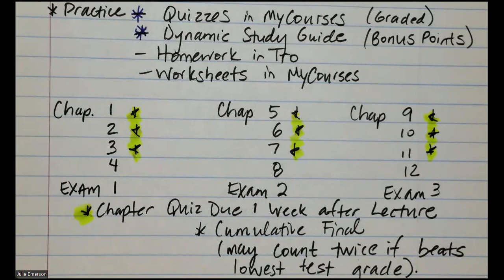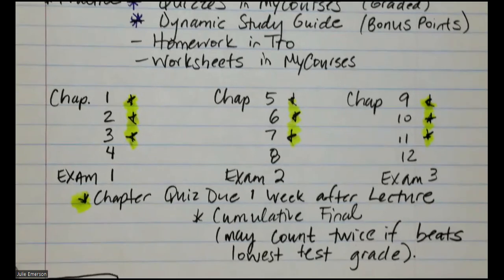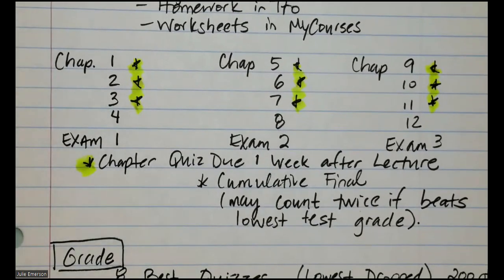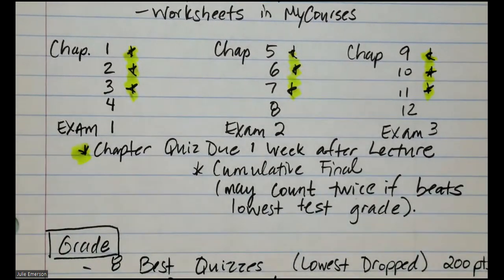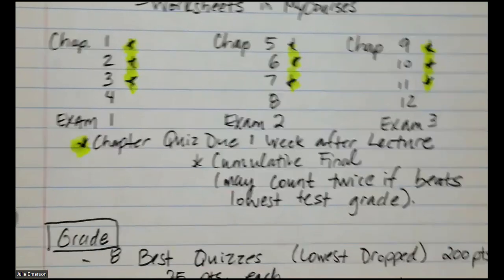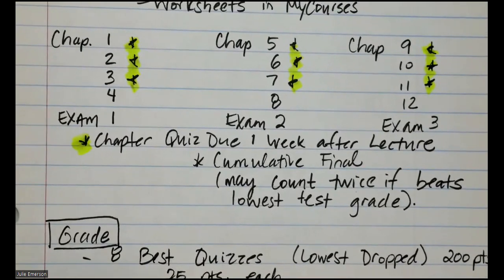Then the cumulative final at the very end of the semester, we will have a Zoom session devoted to preparing you for that. Your final exam can count twice if it replaces or is better than your lowest test score. So you're either going to have exam 1, exam 2, exam 3, and the final as your 4 test grades, or it's going to be 2 of your best test grades and the final exam counting twice. It will replace your lowest test grade as long as it's a higher score. And with my class last semester, probably at least half of the students, it ended up replacing their lowest test grade.